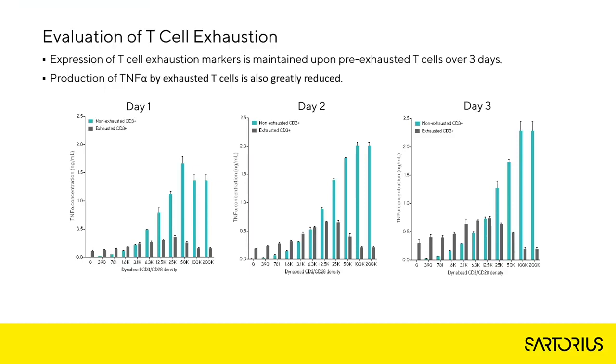with the same stimulation. TNF-alpha production peaks at 0.7 nanograms per mL when exhausted cells are treated with 12,500 Dynabeads per well. Reduced TNF-alpha production is a hallmark of T cell exhaustion, and this reduction can easily be detected and quantified alongside marker expression using this kit.